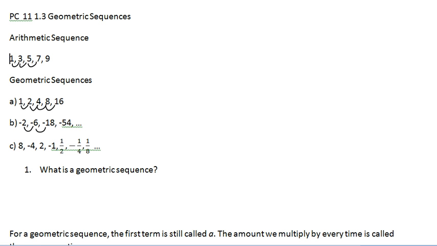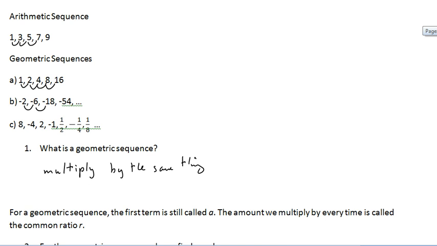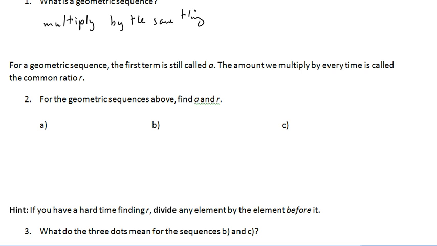Okay, so what is a geometric sequence? Well, we multiply by the same thing. Okay, and same as before, our first term is called A, and the amount we multiply by every time is called the common ratio R.